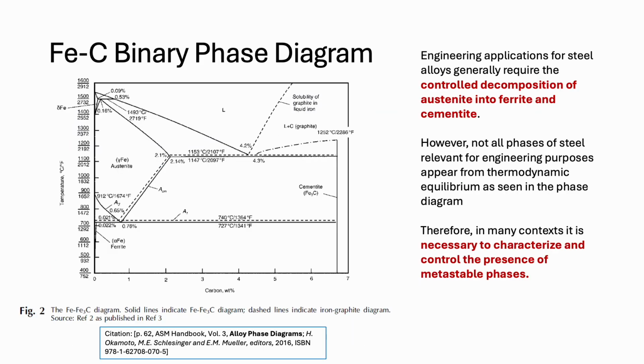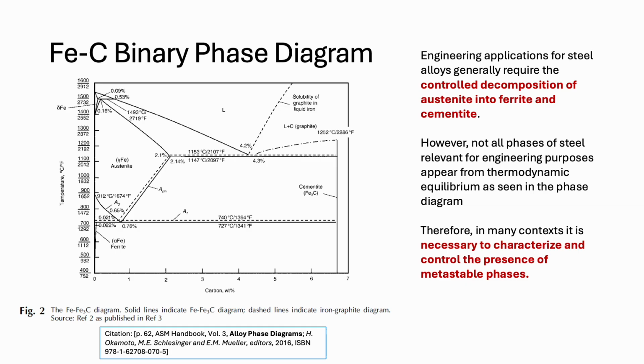A good starting point for looking into phase identification of steel alloys is the Fe-C phase diagram. If you look at the phase diagram, you'll see that in the 0 to 2 carbon weight percentage range, you have what is typically called steels. For these steels, the controlled decomposition of the austenite, the gamma phase, into ferrite and cementite is typically what you're after. However, not all the phases of steel that are relevant for engineering purposes appear from thermodynamic equilibrium that we can see in the phase diagram.